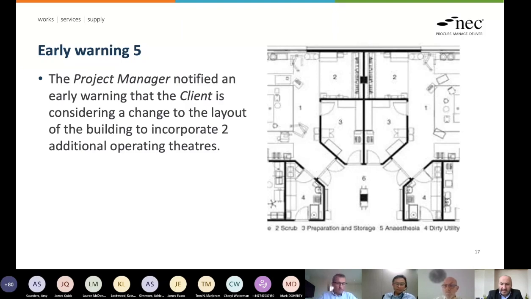Okay, so adding that together then, if we move to this option, and obviously we need to get the view of the client in a moment on this, but if we move to that option of possibly introducing this transition beam, it means we get complete freedom to put the structural frame columns wherever. So that gives us increased flexibility.